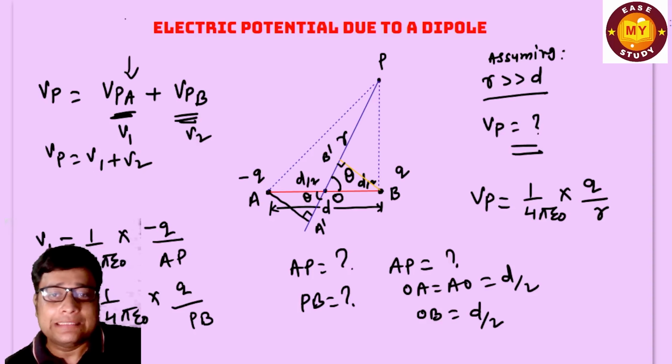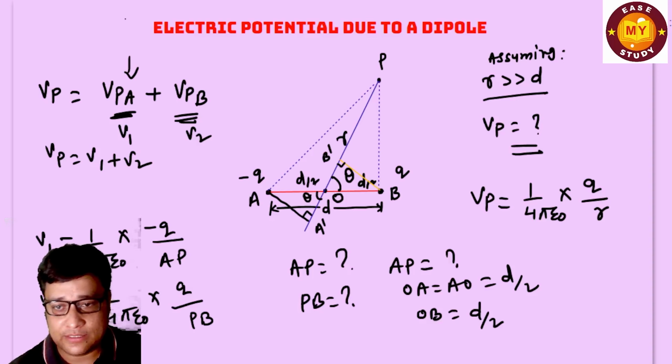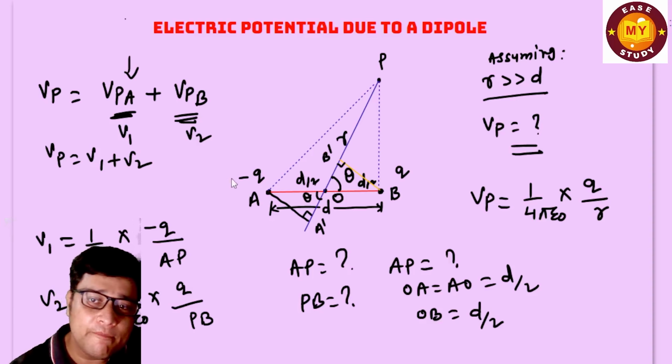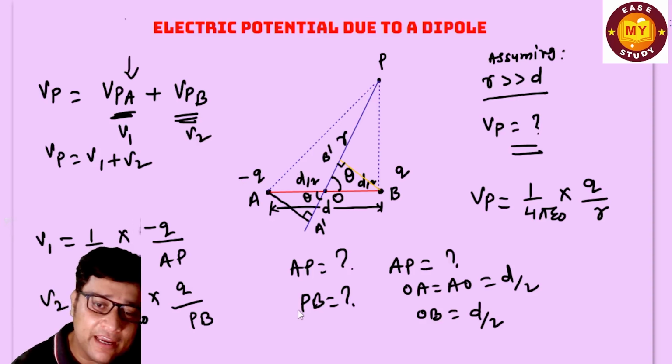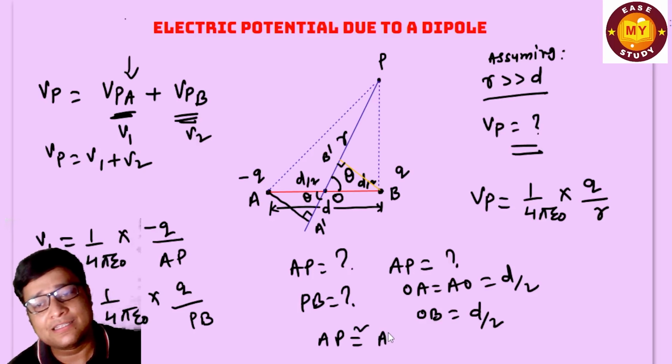Also, AP is approximately equal to A dash P. You see this AP, I will also take it here. This AP will be approximately equal to A dash P. Why? Because this P is at a very far distance from the center line, so this perpendicular is not too big.